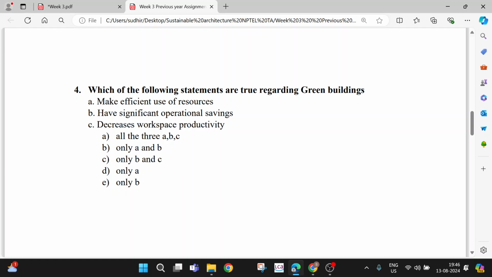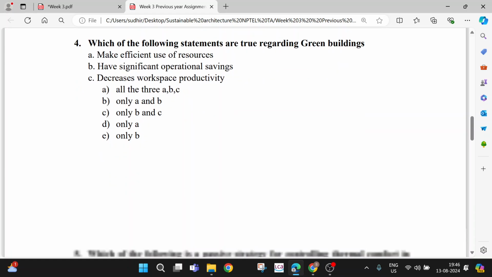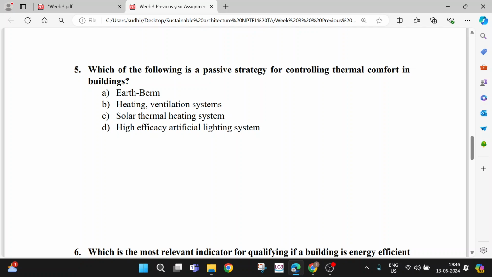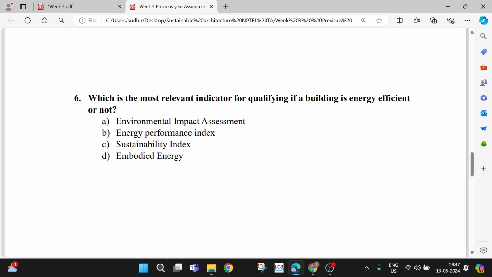Okay, thanks. So here is the fifth question also, I think you have done. What is the right answer for this fifth question? Option A, sir. Earth-berm. So earth-berm is the right answer for this one. Let's move to question number 6.